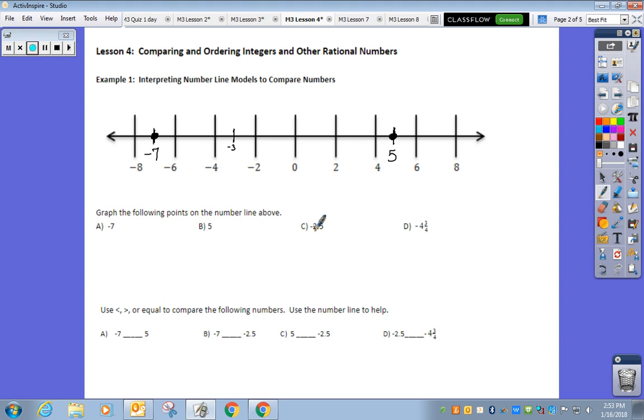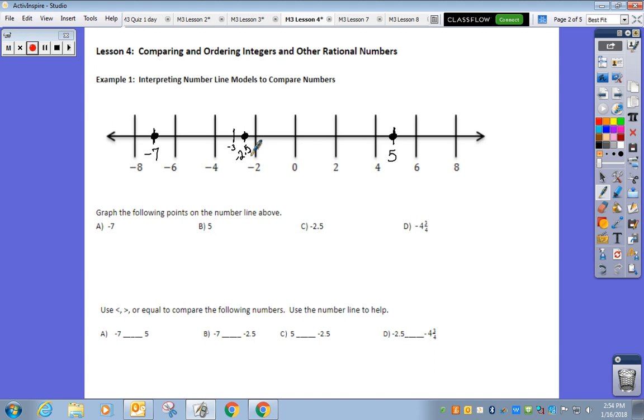And then I know that 2.5 is halfway between 2 and 3. So that means -2.5 is halfway between -2 and -3. So halfway between -2 and -3, I would put another line. I would put my point, and I would write it in as -2.5.